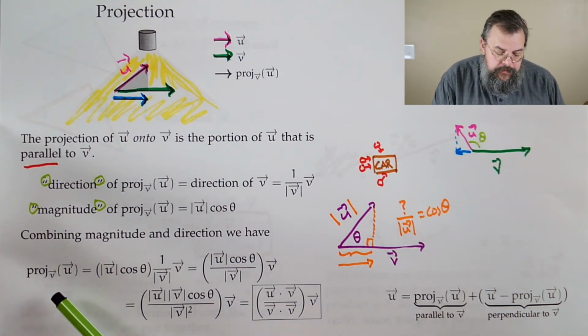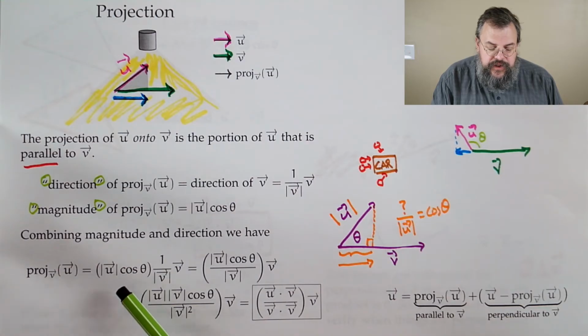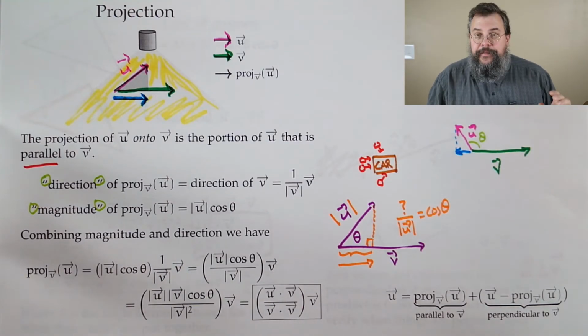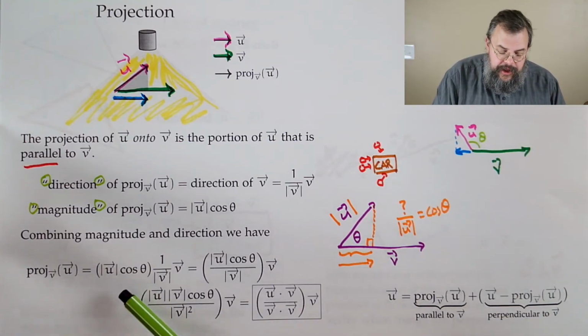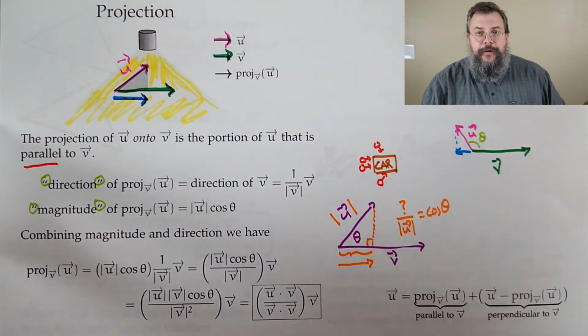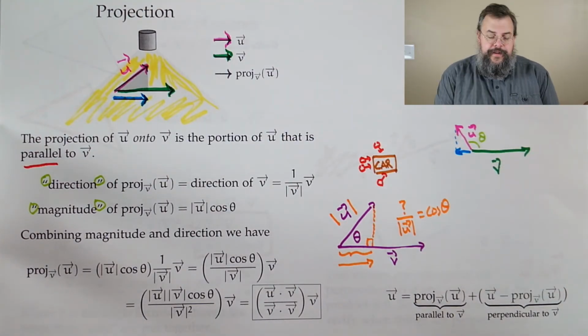And so we have the following. The projection is our magnitude of u cosine theta times 1 over the magnitude of v times v. All right, there we go. Our length times direction. And we can have it all work out. It all fixes itself in the end.